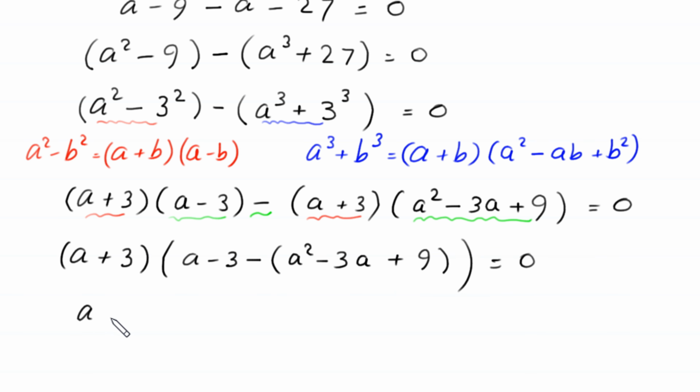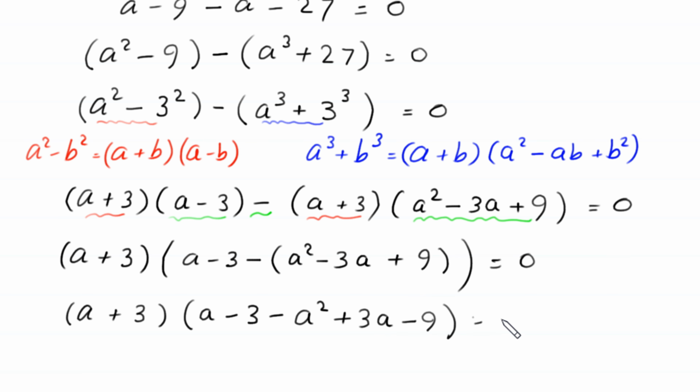Next, a plus 3 times a minus 3. Due to this negative sign, these signs will change. This positive a squared will become negative a squared. This negative 3a will become plus 3a. This plus 9 will become negative 9 is equal to 0.